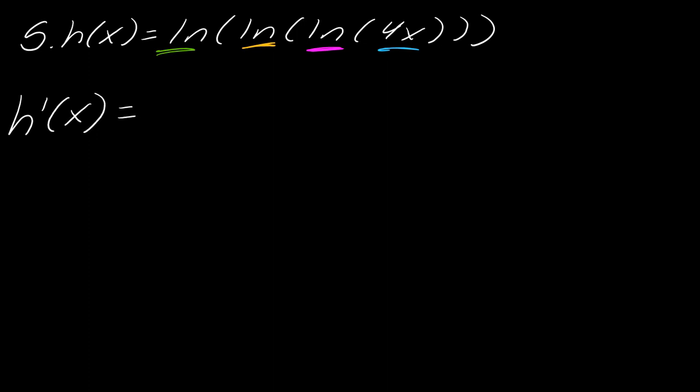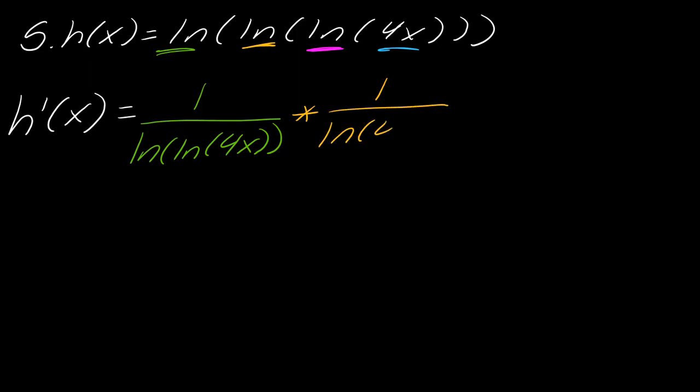First I take the derivative of the outside function. What is the derivative of natural log? It's 1 over x. So instead of having 1 over x, I'm going to have 1 over all of the rest of the inside. That's going to be 1 over the natural log of 4x. Okay, now we've got that one done. Now let's multiply that by the derivative of the next function. Moving in, it would be this one. The derivative of natural log is 1 over x, except now I'm going to replace it with 1 over the rest of the inside. So this will be 1 over the natural log of 4x.